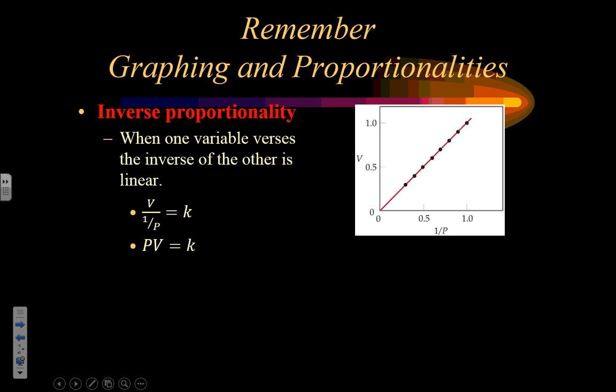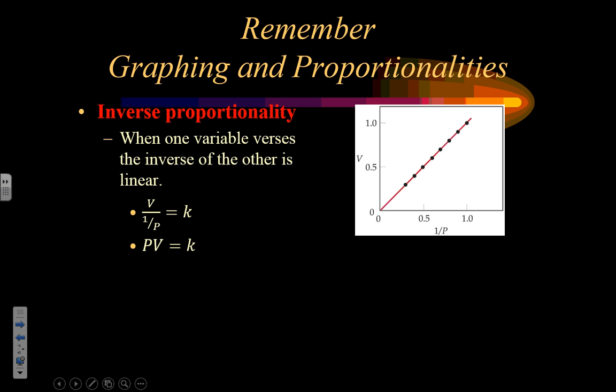Now, if you recall our last set of notes, we looked at inverse proportionalities. And the reason we call it inverse proportionality is when we graphed one variable versus the inverse of another, we had a linear relationship. So V over 1 over P equals K, and we use that to establish the relationship that pressure times volume equals a constant. So P1 times V1 would equal P2 times V2, as long as we don't change the temperature or the moles. It stays in inverse proportionality.